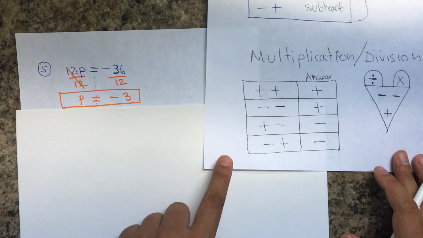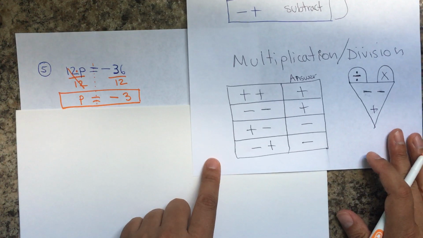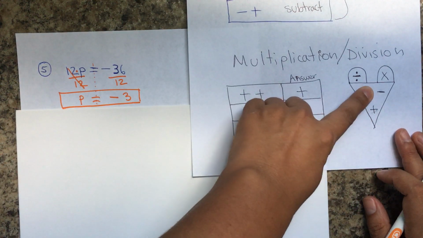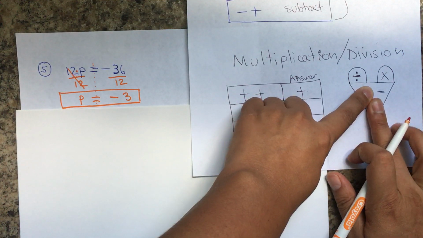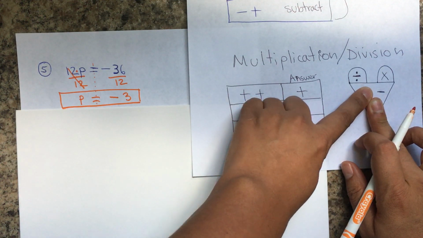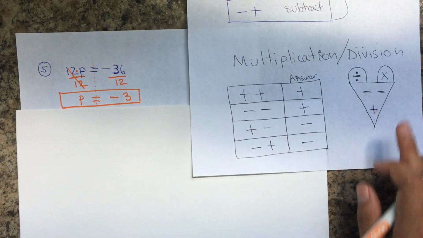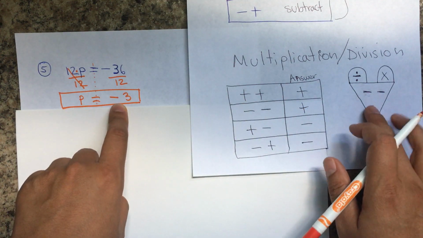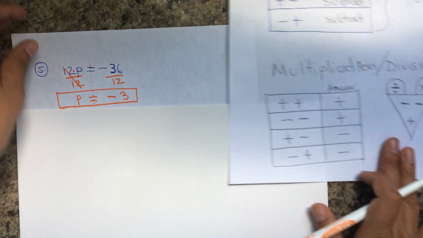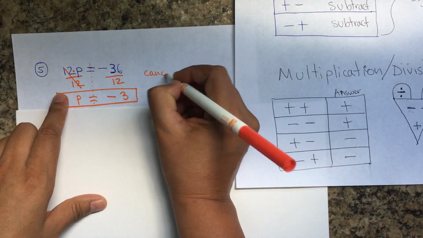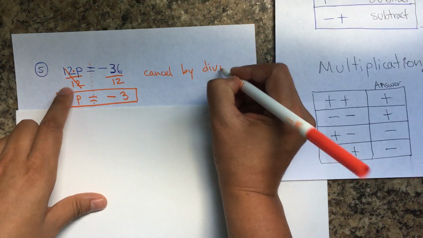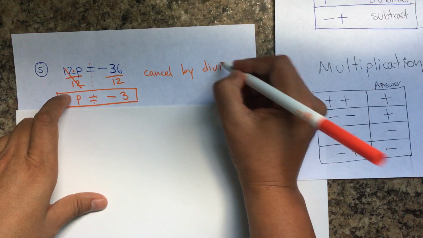Now in here, what if you decided to use Mr. Mouse? Well, you have a negative and a positive. So negative divided by a positive, the answer will be the opposite one, which is negative, and then you divide 36 by 12 is 3. Okay, so you can use Mr. Mouse or the table. It's up to you. And what did we do in here? Cancel by dividing. Remember, fraction always means dividing.